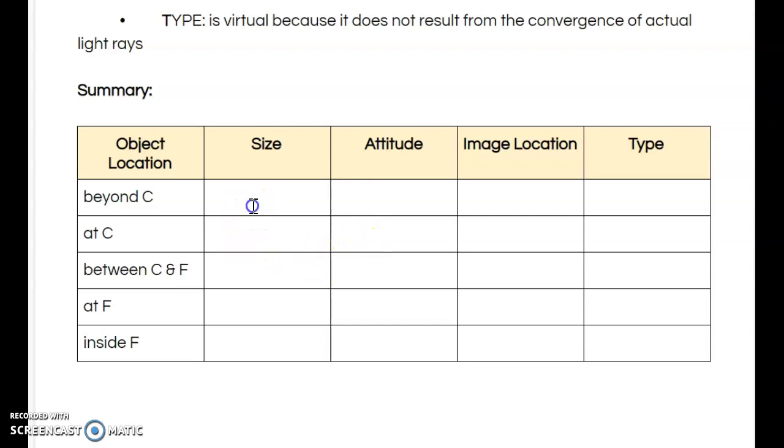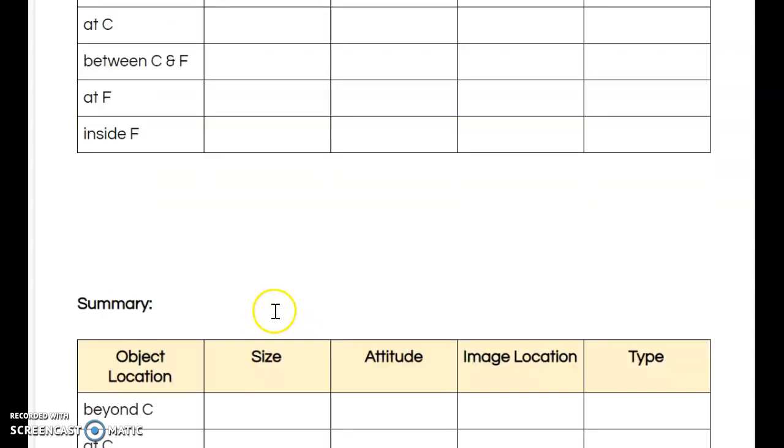In your homework, I'll give you a copy of this sheet that's completely filled out. It goes over again the rules and where the image's SALT is for each one. So if I have an object beyond C, an object at C, an object between C and F, an object at F, and an object inside of F, what my SALT for each one of those is going to be. It's also located in your textbook on page 499.